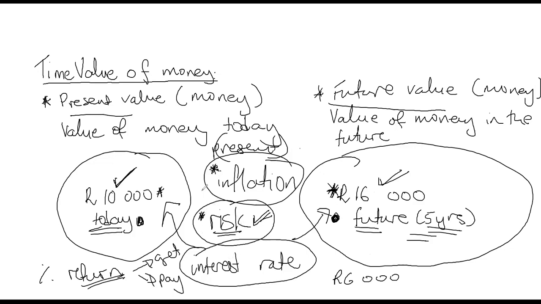Okay, so I've taken you through what we mean by the present value. I've taken you through what we mean by the future value. I've explained why the present value of money is different from the future value of money. And I've also explained what we mean by an interest rate, right?